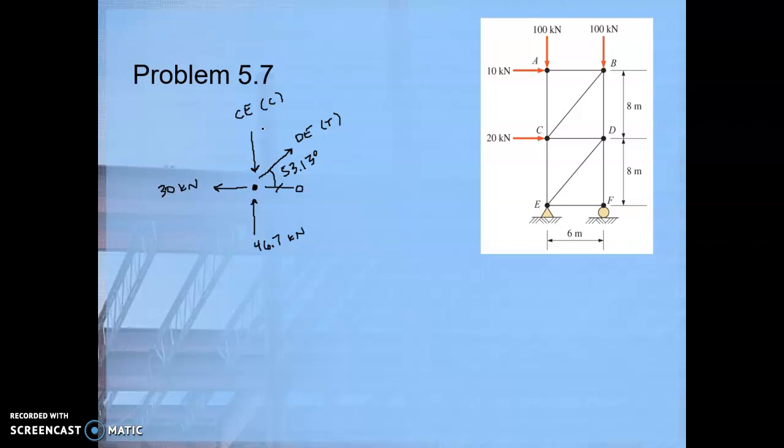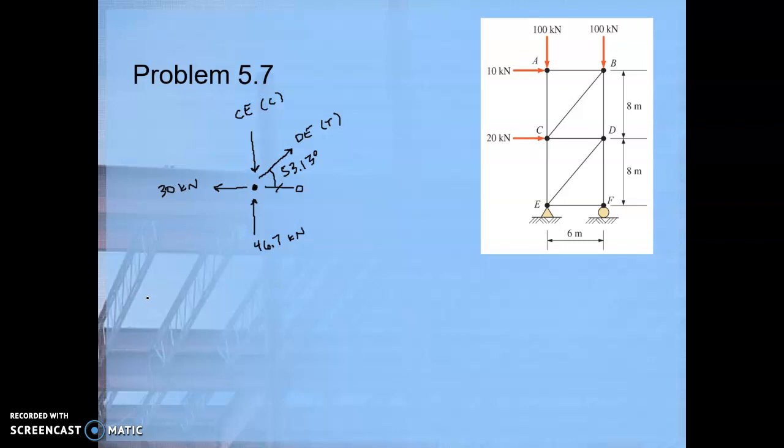Or so we think. So our analysis will either prove or disprove this assumption, depending on whether our results give us a positive or negative answer. If we get a positive answer, our assumption was correct. If the answer is negative, we just need to flip the arrow on our diagram.